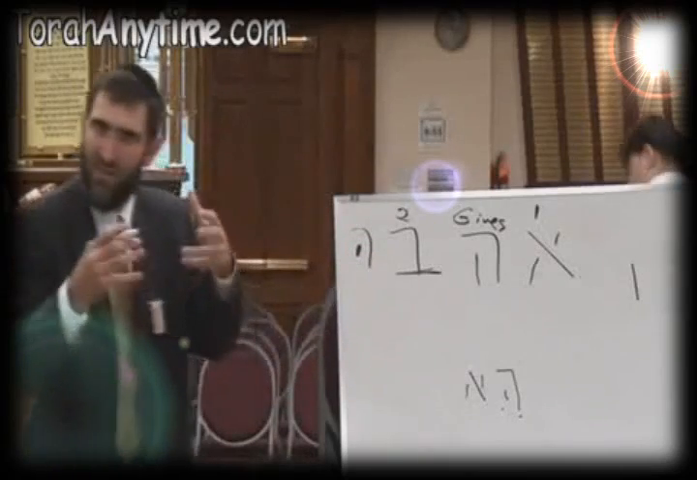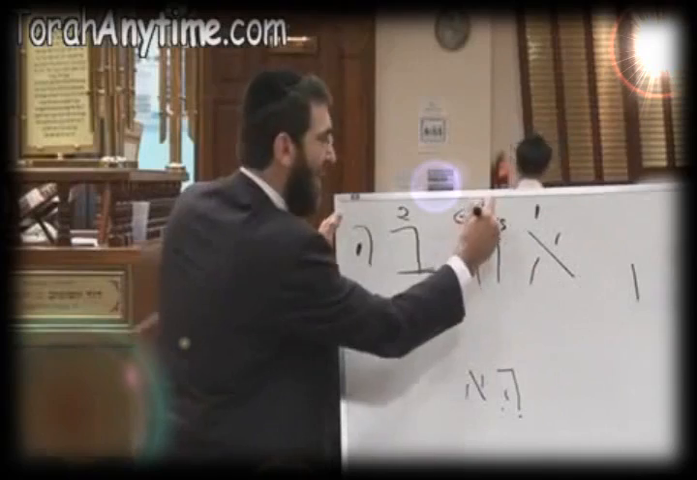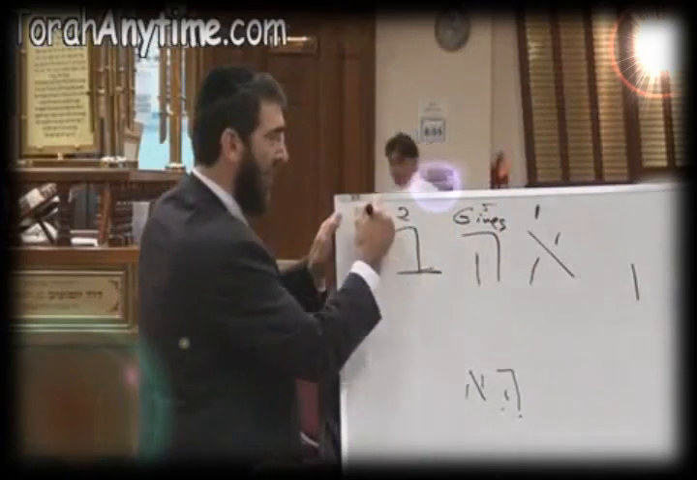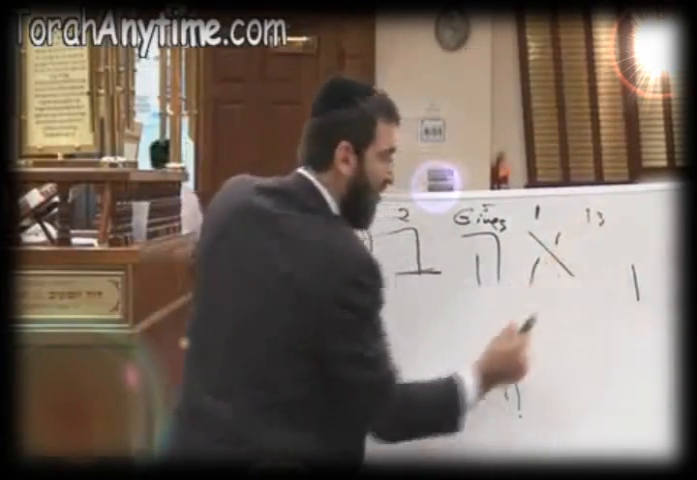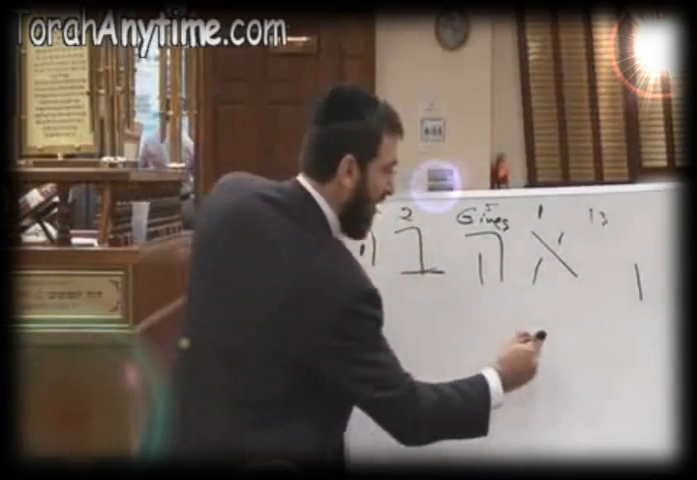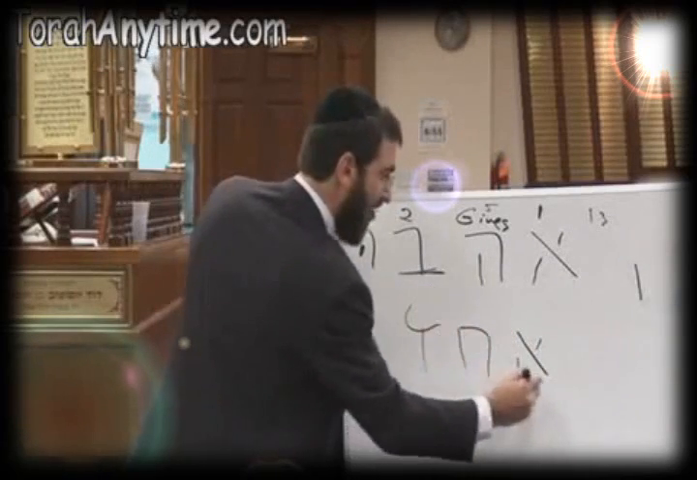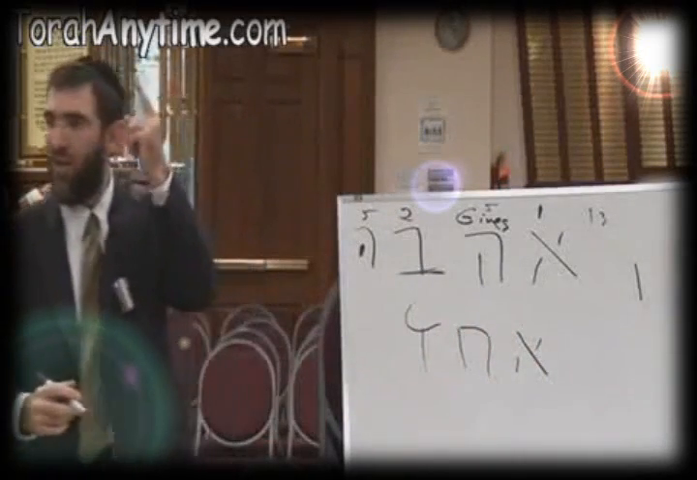Ahava is the noun, which means love. If I do a little numerical analysis, what do I see? Aleph is 1, Hey is 5, Beit is 2. What do I get? 13. That's interesting because that's the same numerical value as this word, which is echad. Echad in Hebrew means Hashem echad.